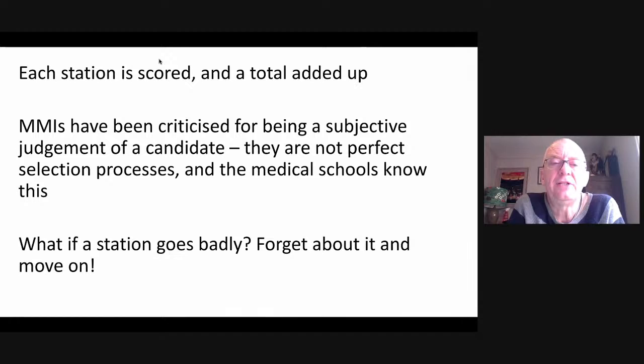Okay, so this is saying each station is scored as you go along, so they're just going to write a number down, add it up at the end.